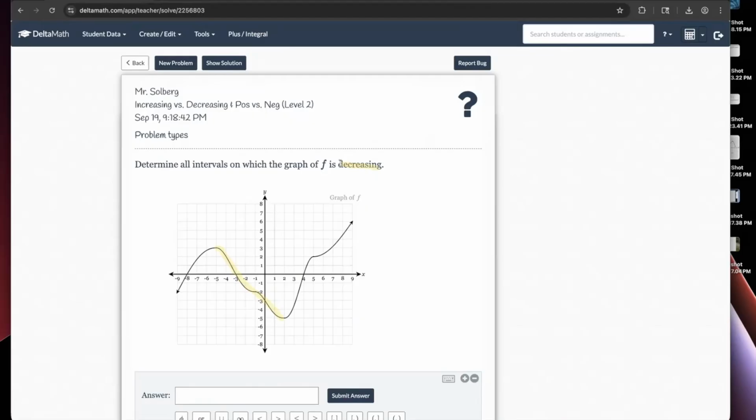But DeltaMath sort of ignores that flat piece. It just considers this entire piece going down. So once again, you always use parentheses. You never use an equal sign for increasing, decreasing.